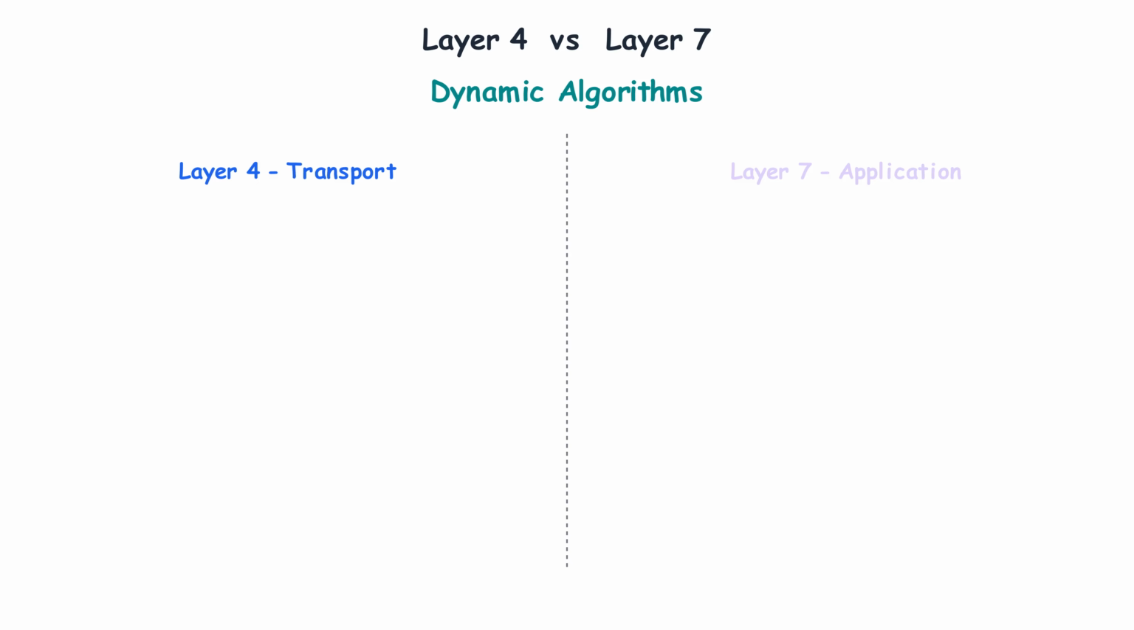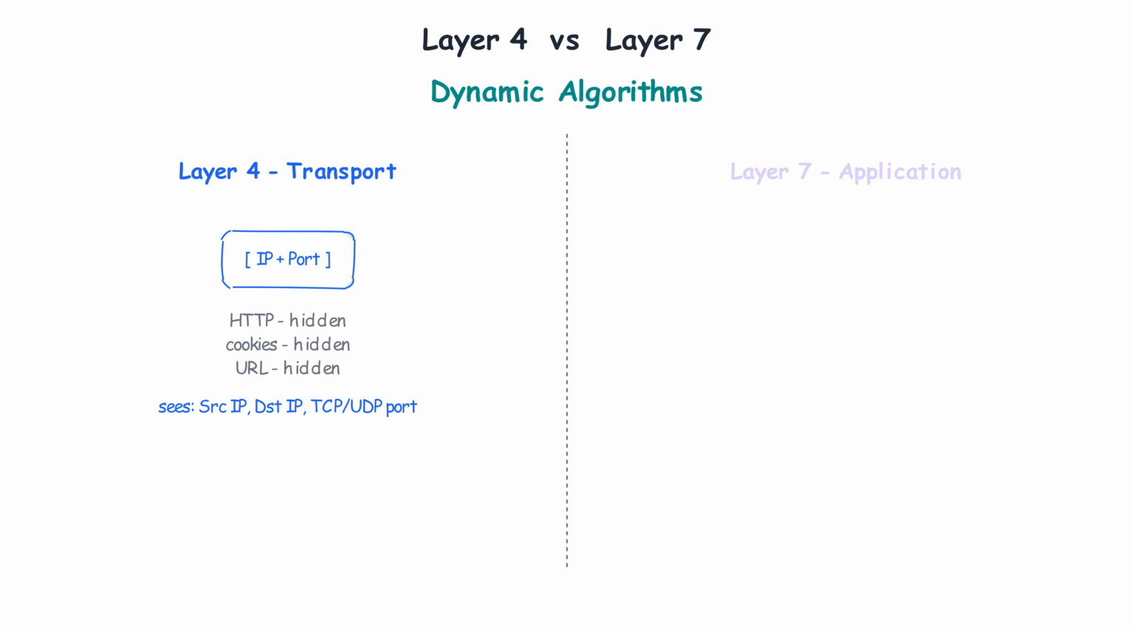Layer 4 load balancers operate at the transport layer. They are blind to the actual content of the request. They cannot read your HTTP data, your cookies, or your URLs. They only look at raw network packets: the source IP, destination IP, and TCP or UDP ports. Think of it like a mailroom sorting packages based strictly on the zip code written on the box. It doesn't know if there is a letter, a book, or a laptop inside.